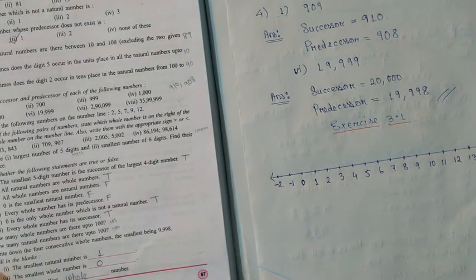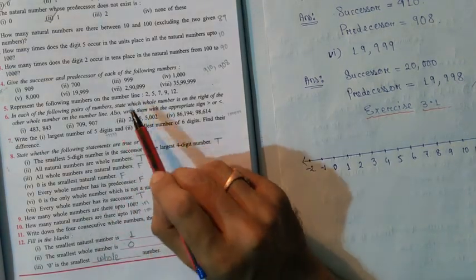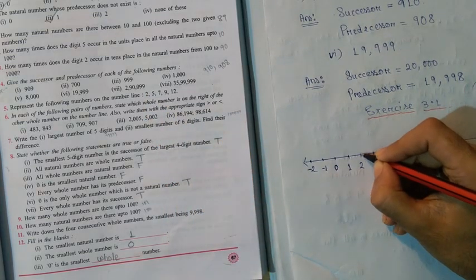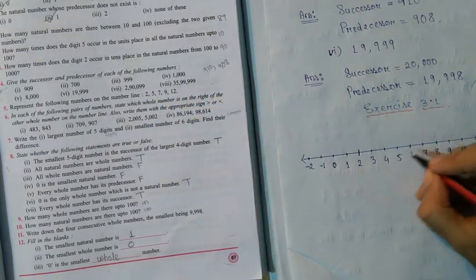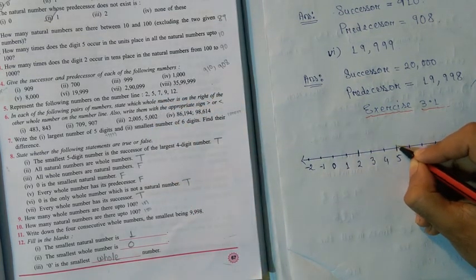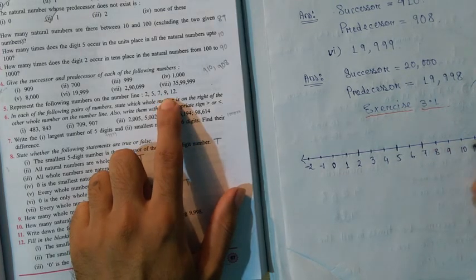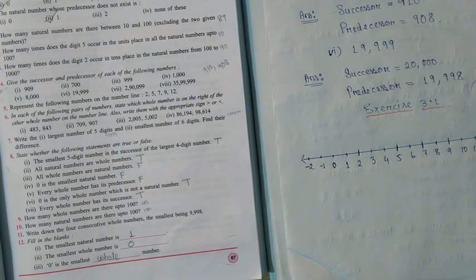All right, so what they have told you is to represent these numbers, number 2. So we will represent number 2. We will put it a little bit this way, a little bit bigger. Then number 5, we'll put it a little bit bigger. Then 7, put it this way, 9 and 12. So we have represented these numbers.